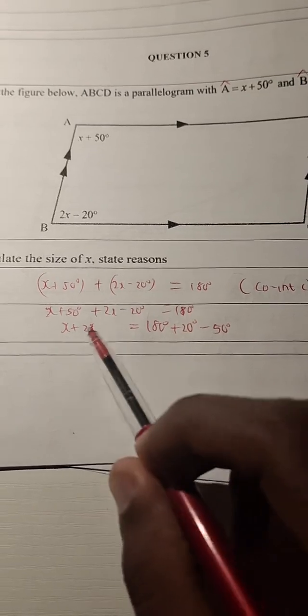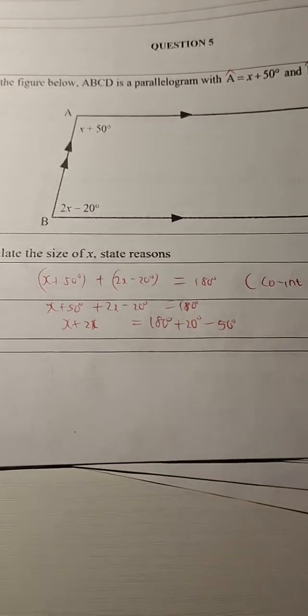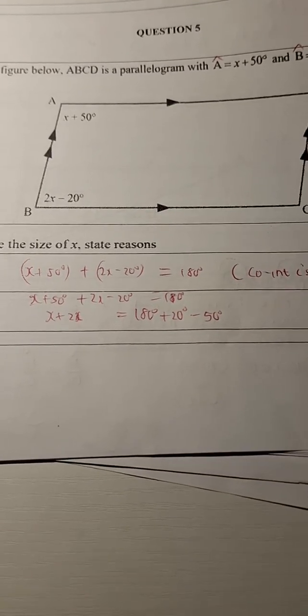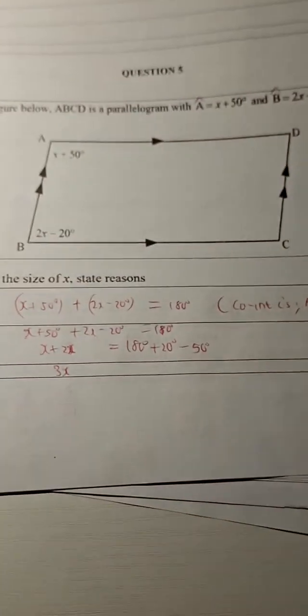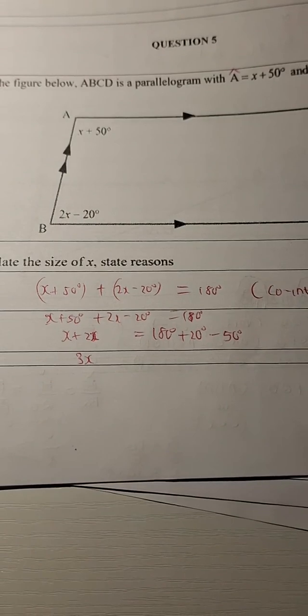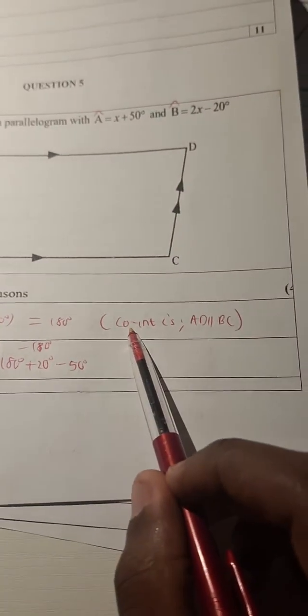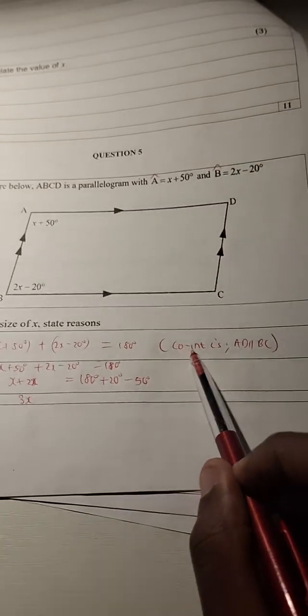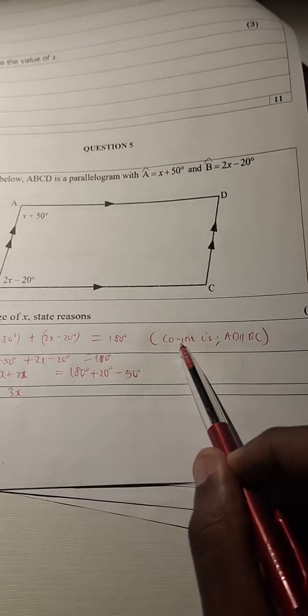Then we add like terms. What's x plus 2x? Hopefully, guys, you know what x plus 2x is. Otherwise, hey, that's where you lose it. X plus 2x is 3x. Right? There's my reason, guys. Very important, this reason.